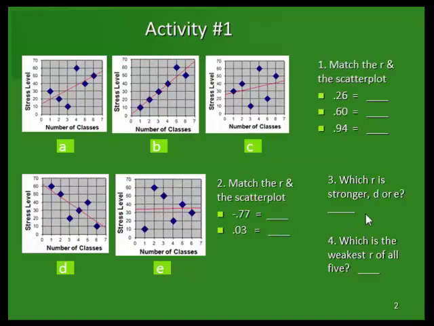Okay, so question 3, which is stronger, D or E? Well, pretty clearly, D is stronger because the line is at a sharper angle and the scores are falling closer. And which is the weakest of all 5 relationships? That would be E.